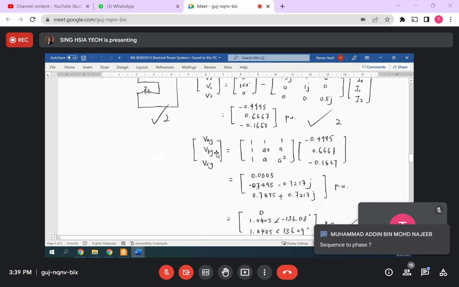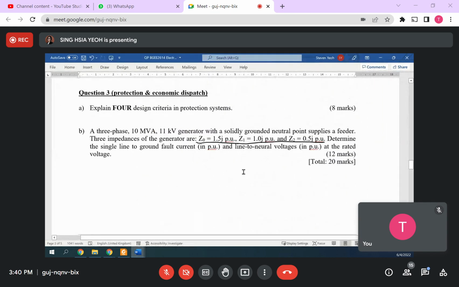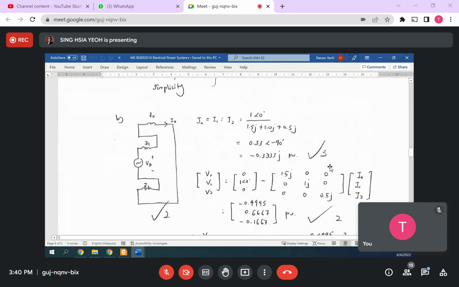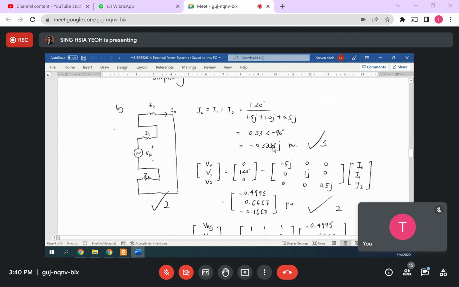Sequence to phase. Convert from sequence to phase. Are you okay? It asks for sequence to phase. Actually, this one also in PU, but line to ground fault current and line to neutral voltages. Suppose the current also needs to convert to sequence.